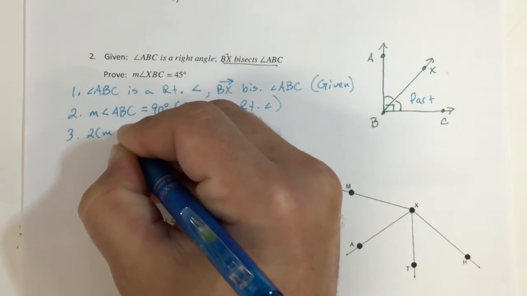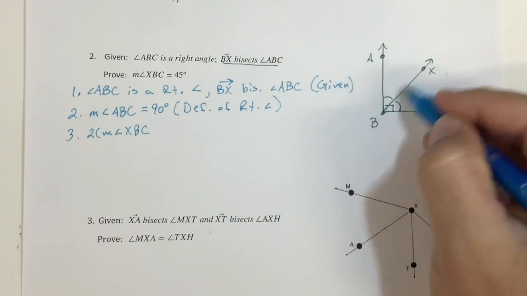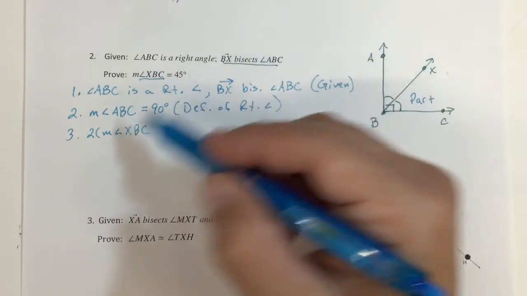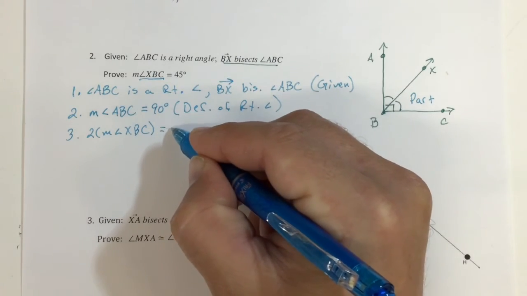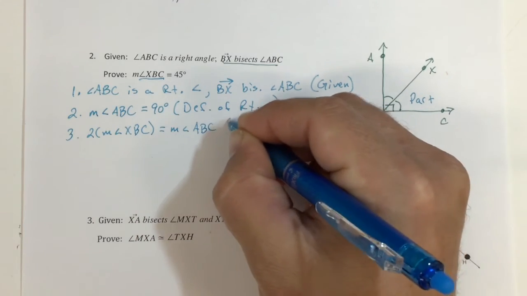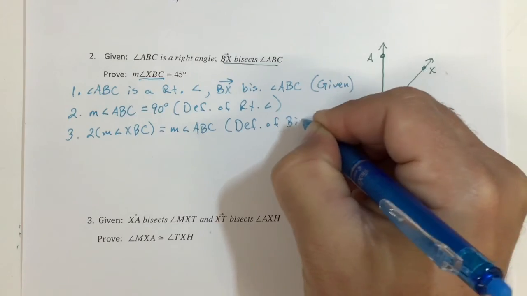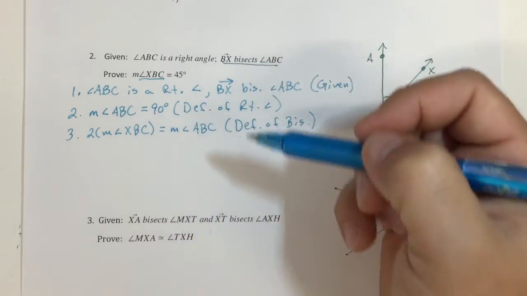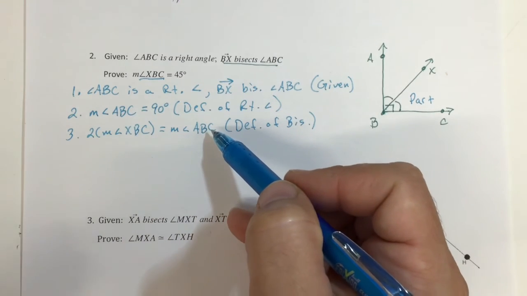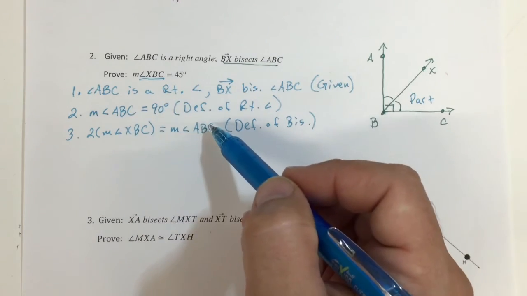2 times the measure of angle XBC, and I chose XBC instead of ABX because my proof statement uses angle XBC. So that's the one I chose for the part. Equals the measure of angle ABC, because that's definition of bisect. And the reason I'm doing this is to set up where I can substitute 90 in here now. And so I will use substitution here, even though this is a geometric proof. We're still using a little bit of equal signs and substitution.